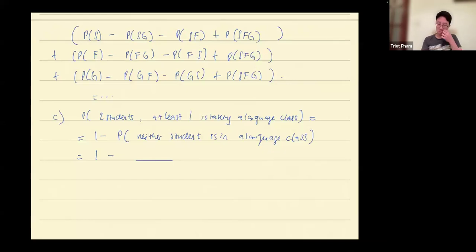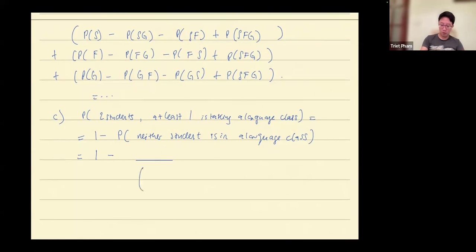What's our denominator? Our denominator is 100 choose 2, right? Out of 100 students, we pick out 2 students randomly. So that must be how many ways to pick 2 students out of 100 students? Agree? Then what's our numerator?